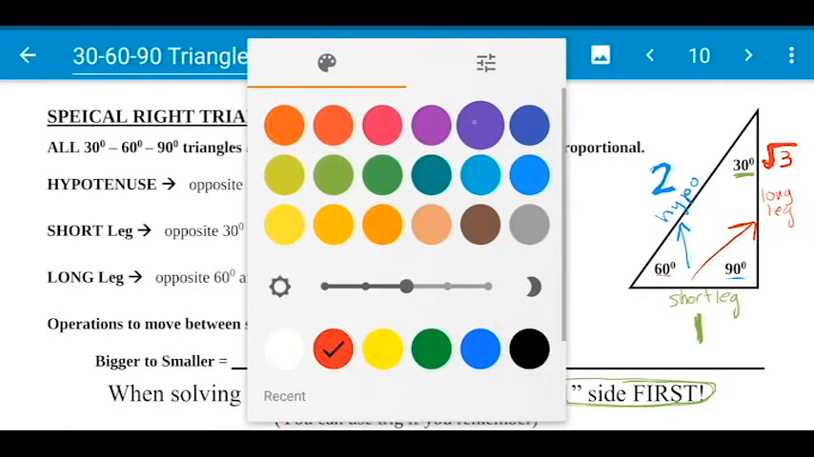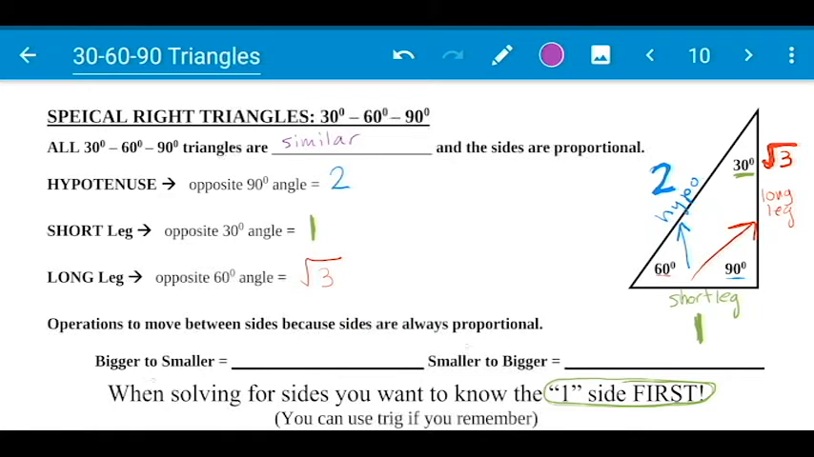So we have to remember that if we're going from a smaller side, so from the short leg to a bigger side, such as the hypotenuse, do we multiply or divide? When we went from 1 to 2, we multiplied to get to 2. So from smaller to bigger, we're going to multiply. But what if we were going from the hypotenuse of 2 trying to get to 1? Do we need to multiply by 2 or divide by 2? We're going to be dividing to get smaller. So if we're getting from bigger to smaller, we're going to divide.